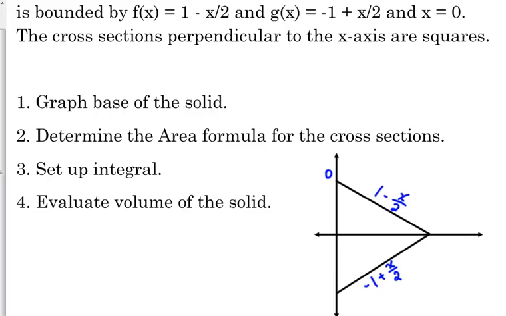Step number two, we need to determine the area formula for the cross sections. They tell us that the cross sections are squares perpendicular to the x-axis. You may want to draw in a couple just to give yourself a visual. That's going to be the base. Obviously, you can't draw it three-dimensionally on your paper, but those are going to be some of the bases. So they're squares. The area of a square is side squared, correct? In this case, what is the length of our side?